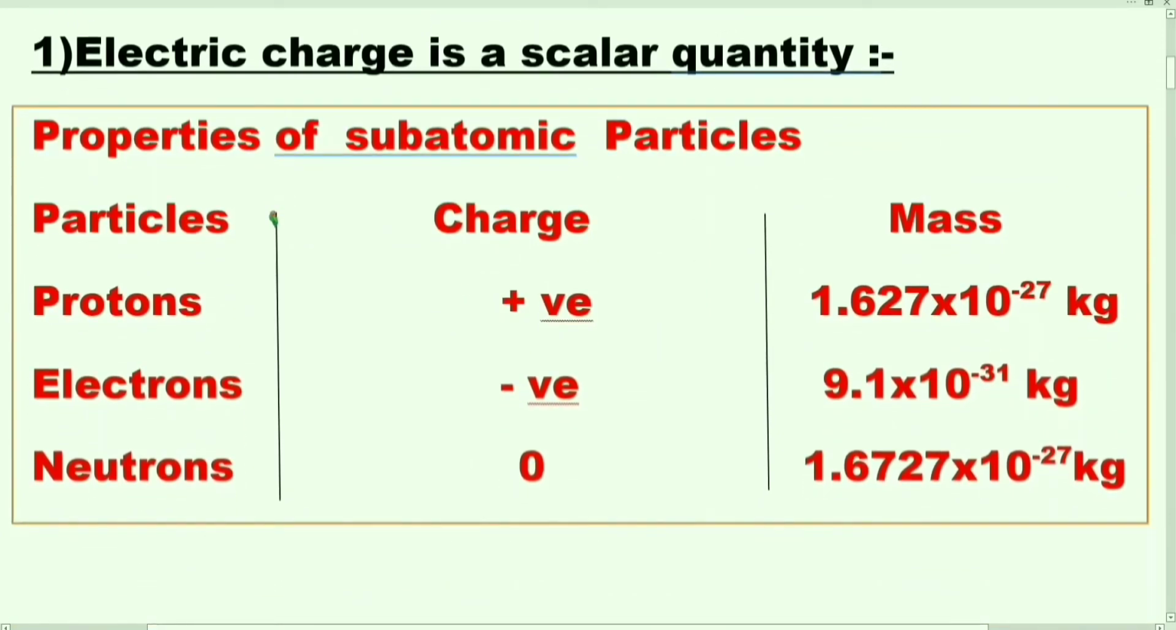To explain, I recollect the properties of subatomic particles: protons, electrons and neutrons. You know that protons have positive charge with mass 1.67 × 10^-27 kg, electrons are negative charge with mass 9.1 × 10^-31 kg, and neutrons are of neutral charge with mass 1.67 × 10^-27 kg.